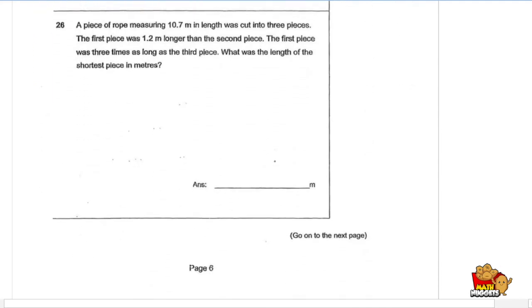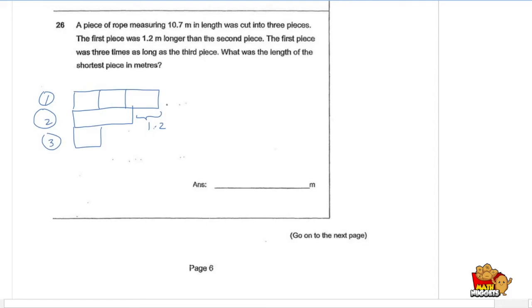Question 26. Again, let me try drawing the model. First piece, second piece. The first piece was 1.2 meters longer than the second piece, and the first piece was 3 times, cut into 3 units, as long as the third piece. So what's the length of the shorter piece?